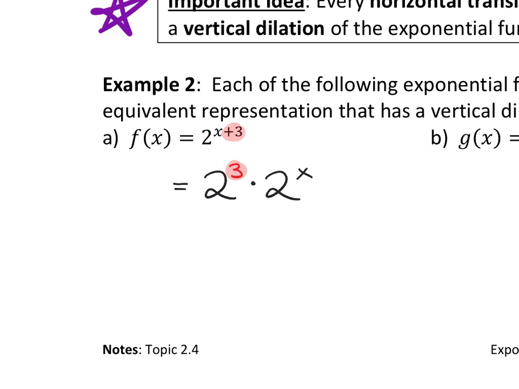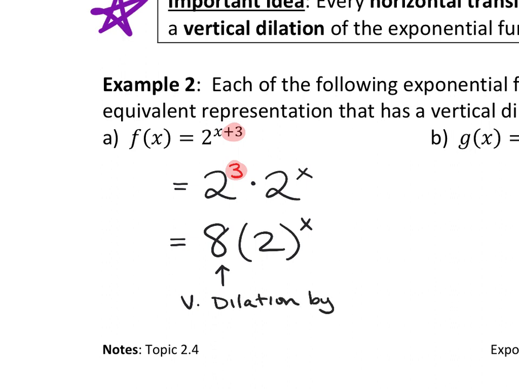Well, what is 2 to the 3rd power? Don't say 6. 8. This is 8 times 2 to the x power, which means that instead of taking 2 to the x and horizontally translating it 3 units left, what kind of vertical dilation is this? Oh, I just said the answer. I was going to ask, what kind of transformation is this? This is a vertical dilation by a factor of 8. So those two transformations are identical or equivalent on this function.